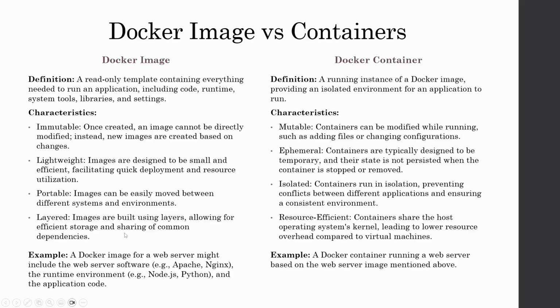So an example of an image is a Docker image for a web server, in which it may have an Nginx runtime environment and a Python, Node.js, or a PHP platform installed, and the code of the application. So this is an example of how a Docker image may be. Okay, now let's look at a container.